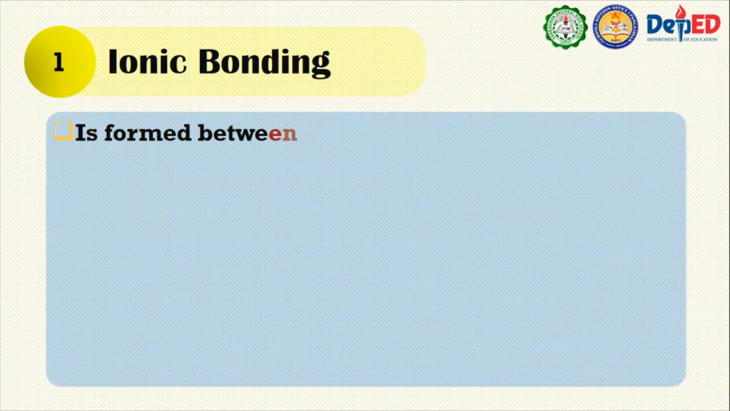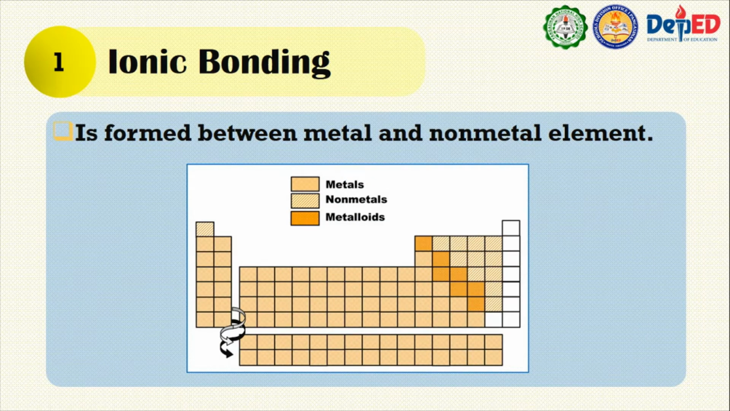Now let's discuss ionic bonding. Ionic bonding is formed between a metal and a non-metal element. Let's take a look at the periodic table. Metalloids are found on the zigzag line. Metal elements are found on the left side of the zigzag line, excluding hydrogen because hydrogen is a non-metal. Non-metal elements are found on the right side of the zigzag line, including noble gases.